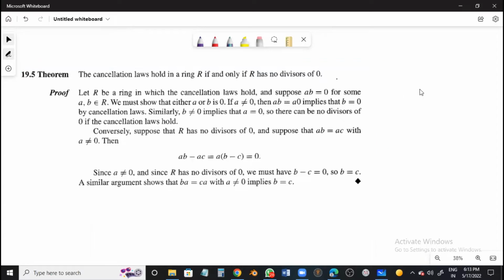What is cancellation law basically? Yes, anyone? Suppose I have A into B equal to A into C, then we cancel A on the left side. It's a cancellation law. We call it a left cancellation law. And if at all we are having A on the right side and cancel it, we call it a right cancellation law.